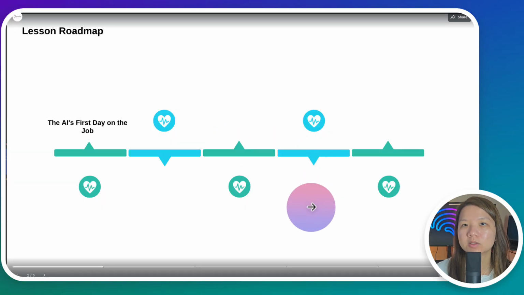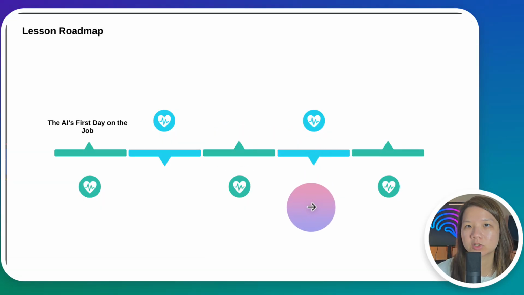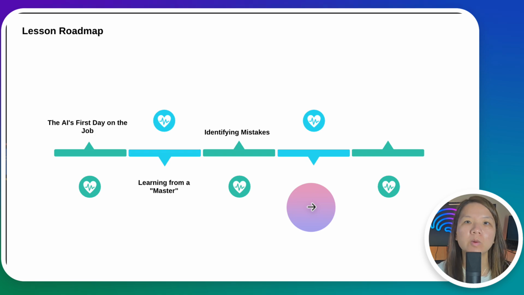So here's our roadmap for these lessons. We're going to start with the AI's very first day on the job. Then we'll see how it learns from a master, how it figures out its own mistakes, and the incredible way it corrects them. We'll watch it go from a total trainee to an expert. And finally, we'll see how this whole approach is such a massive game changer.